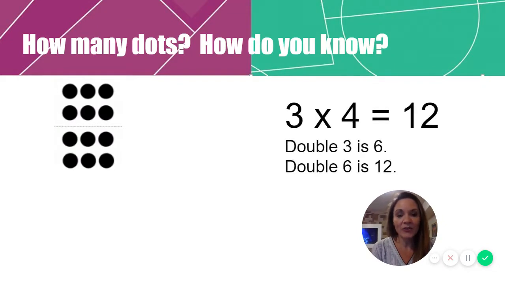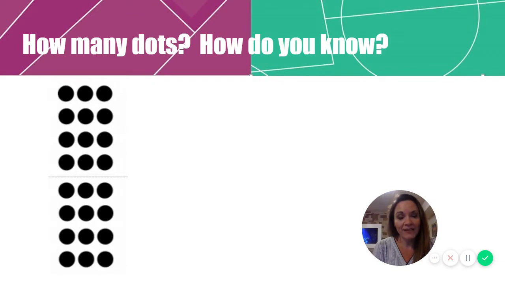How many dots? How do you know? Here we see a total of 12 dots. If we think about the previous slide, we saw double 3, and we knew double 3 was 6. Now this image has doubled again. So double 3 is 6, and double 6 is 12. This is the same as 3 times 4 is 12, or 4 times 3 is 12.